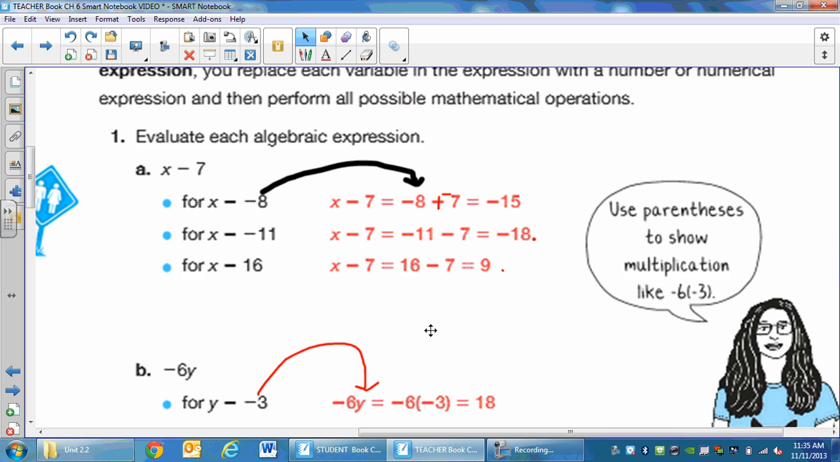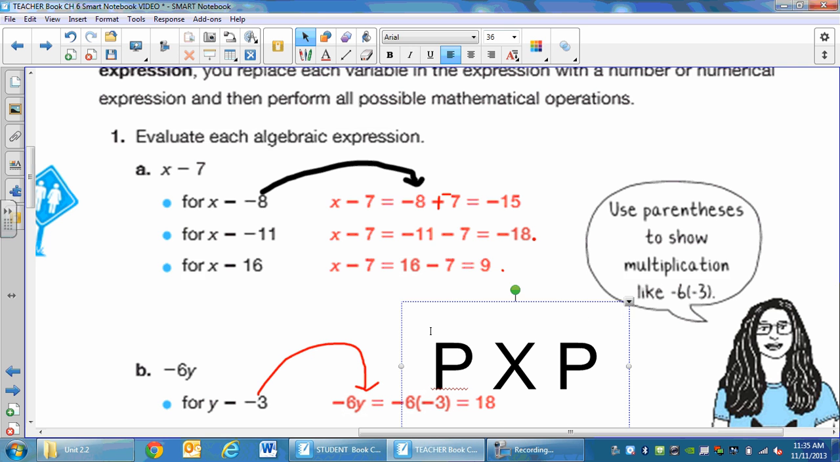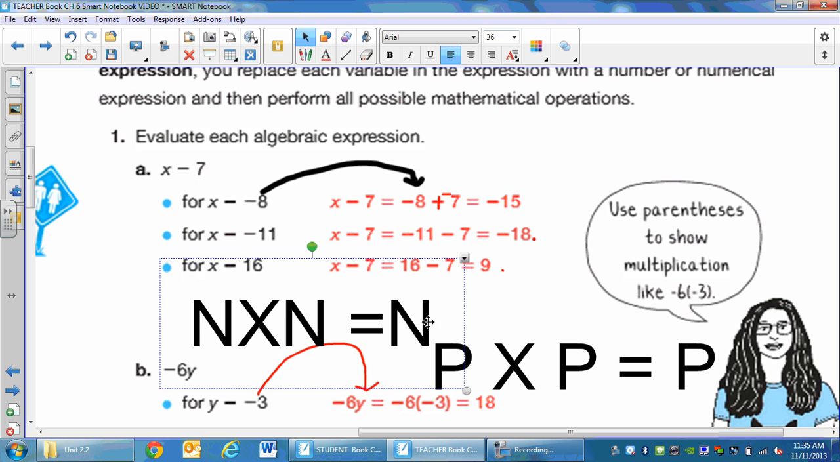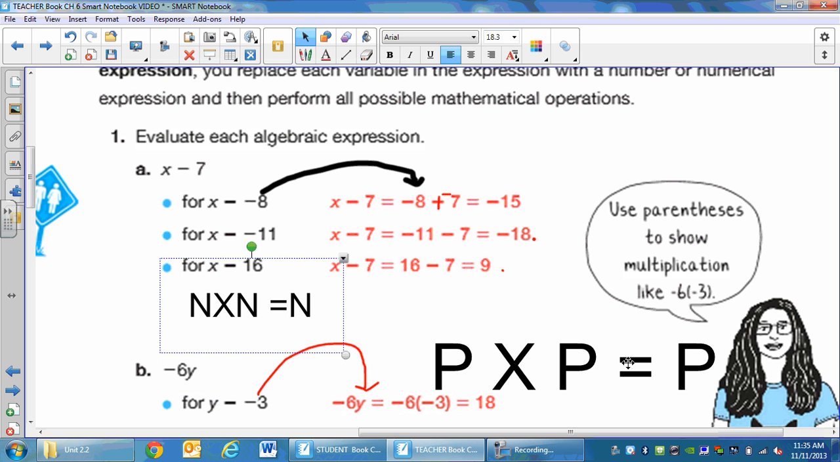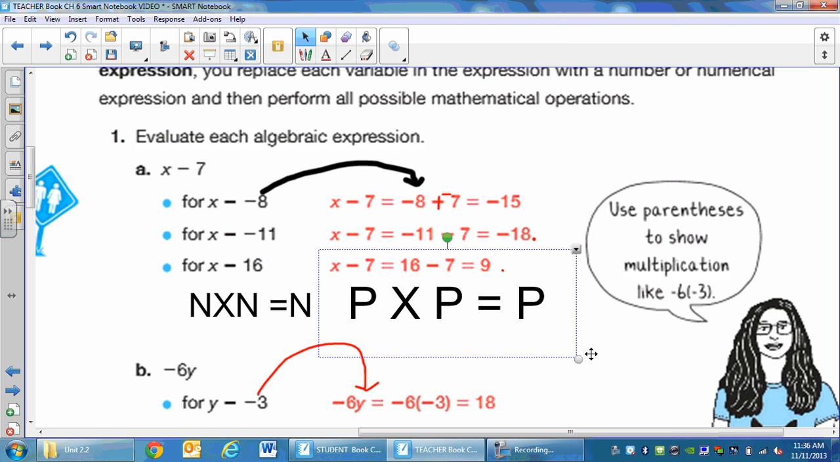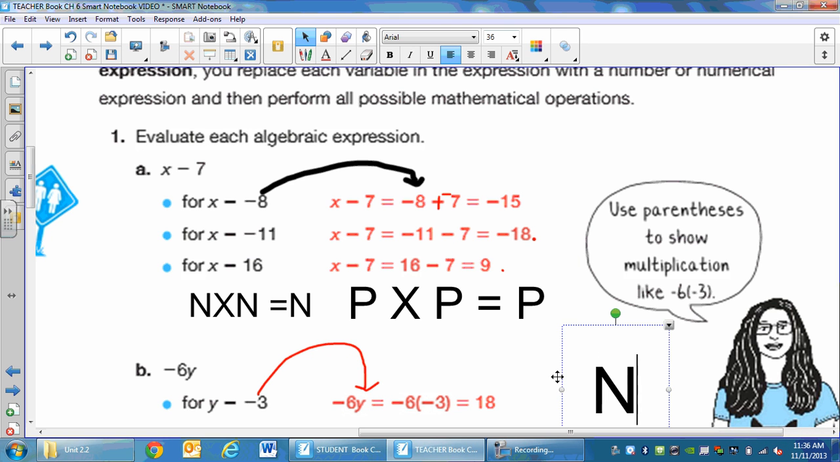And I just want to remind you that a positive times a positive is always positive. And then also negative times a negative is always a positive. And those are really big. Just put that in the margins of your notes. So a positive times a positive is always a positive. A negative times a negative is always a positive. And then our last one is negative times positive is always a negative.